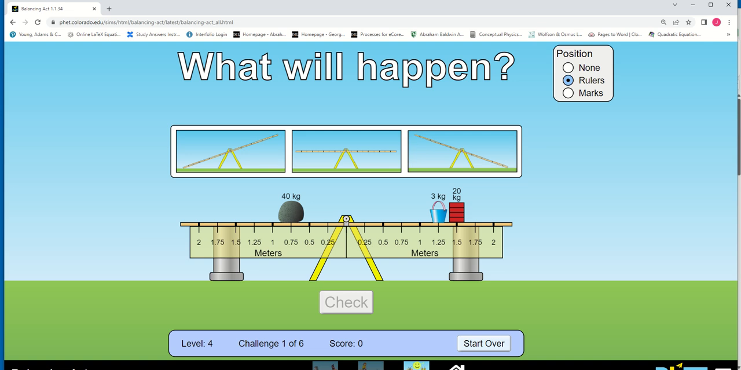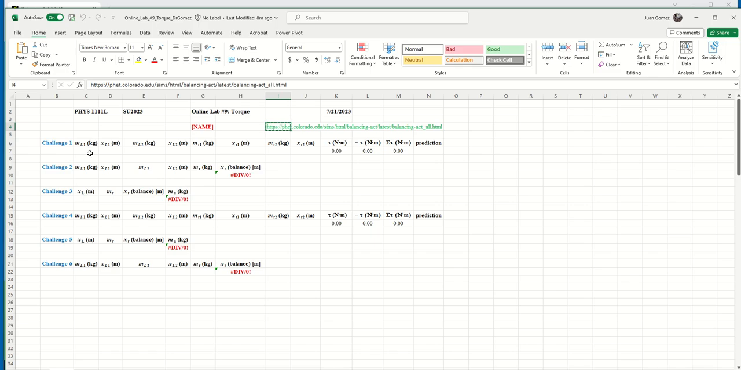So what you're going to do is bring up your template. And notice here, challenge 1, I have ML1, XL1, ML2, XL2, MR1, XR1, MR2, XR2. Notice positive torque in units of Newton meters, 0. Right now the torque is 0. Negative torque in units of Newton meters, 0. Sum of the torques, which of course right now is 0. And then prediction. Remember, if the sum of the torques is positive, then your prediction would be CCW, a counterclockwise rotation.